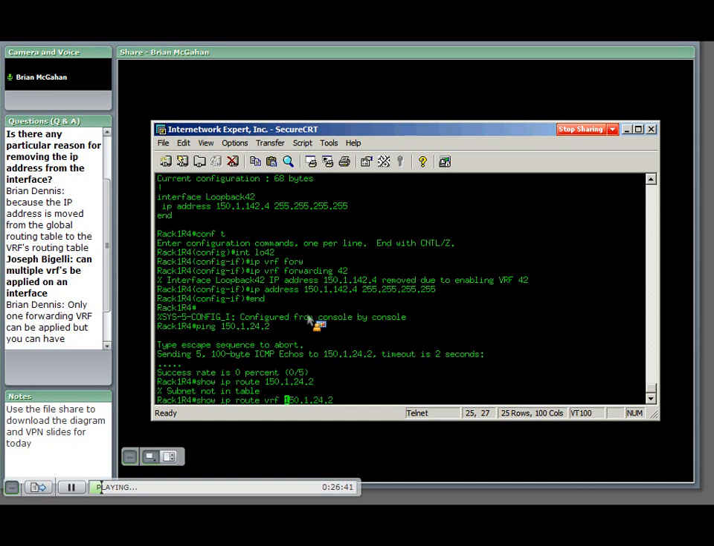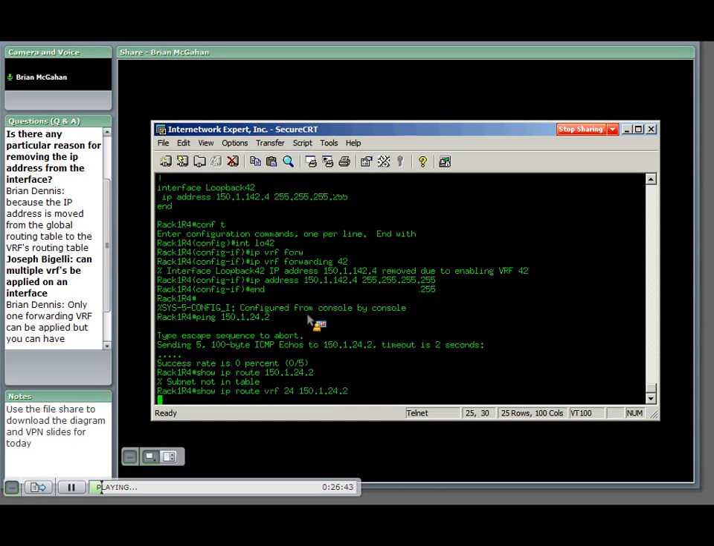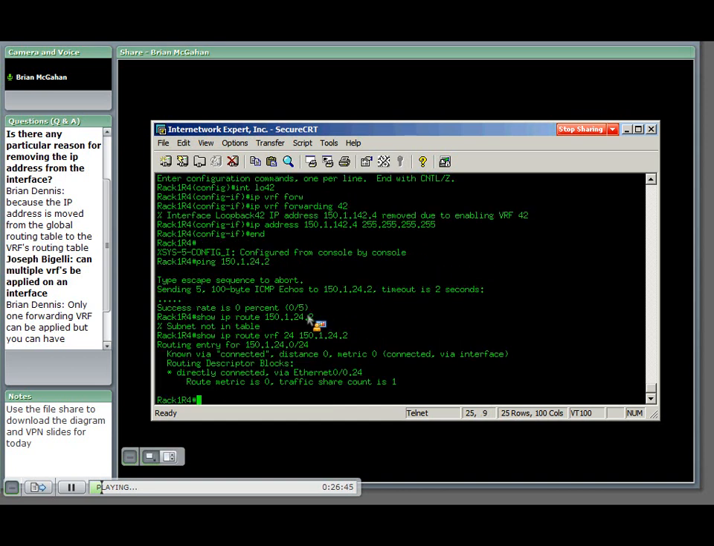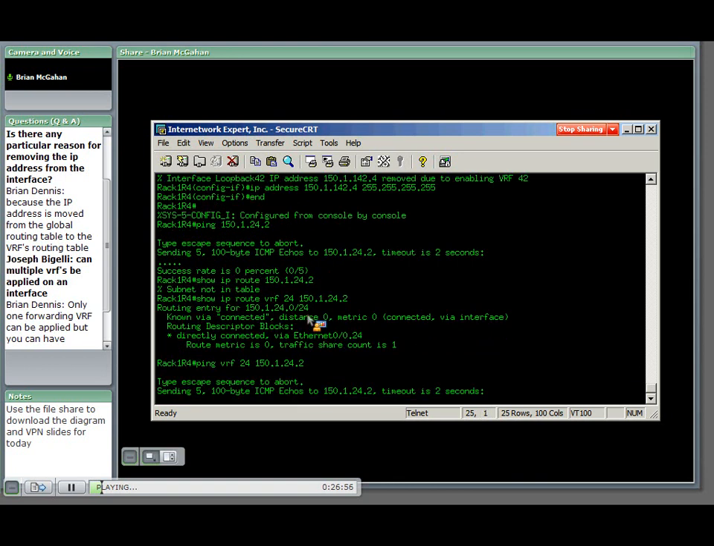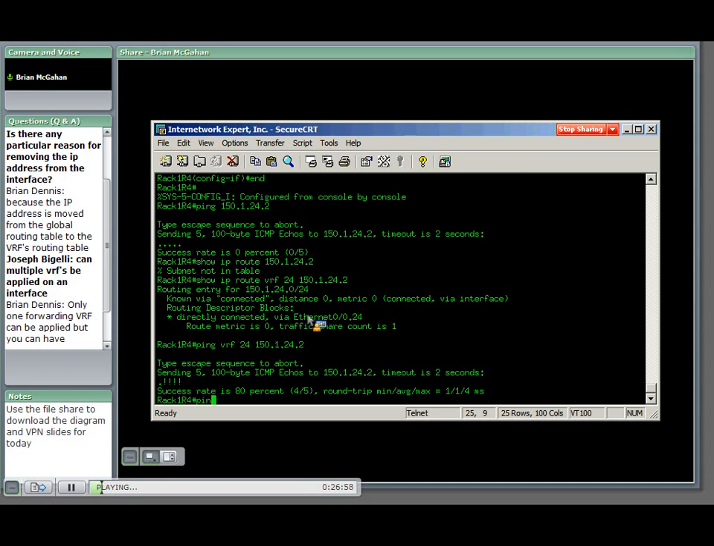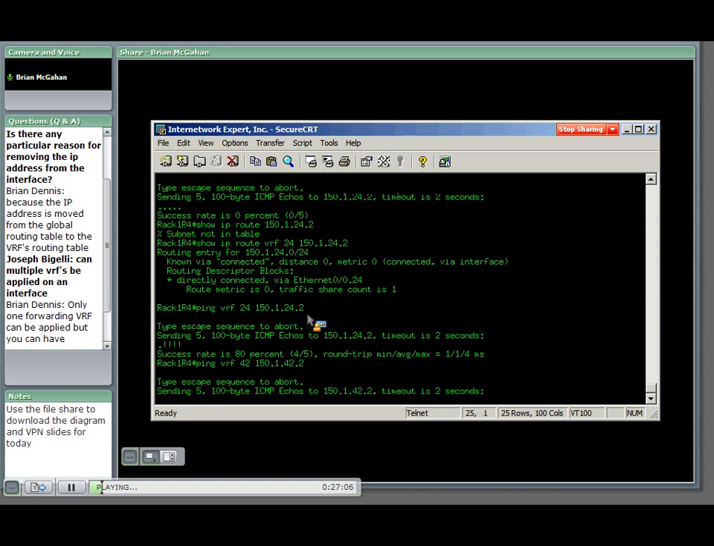And we can see we do not have a route to this destination in the routing table. What we do have is a route to this destination in the VRF24 instance of the routing table. So when we send traffic to this destination, we need to tell it to do our routing lookup inside VRF24 for this destination. And we can see now we have connectivity. Likewise for VRF42 to reach 150.1.42.2.